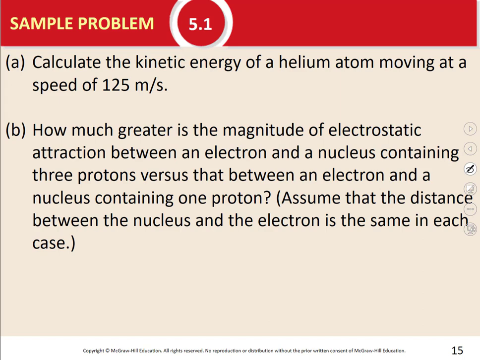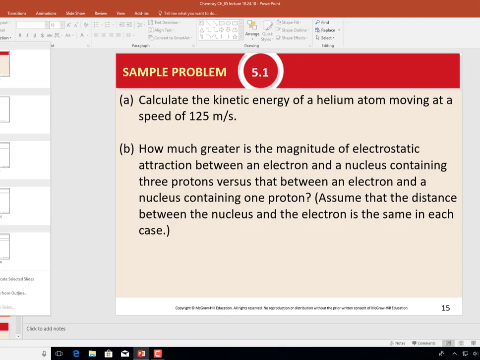Let's try this out. This is a two-part question. The first one's kinetic energy. The second part is electrostatic energy. If you're following along in the book, this is on page 190. So part 1, calculate the kinetic energy of a helium atom moving at a speed of 125 meters per second. I'm going to open up a blank slide so we have some space. So you have a helium atom moving at 125 meters per second. And the question is, what is the kinetic energy?